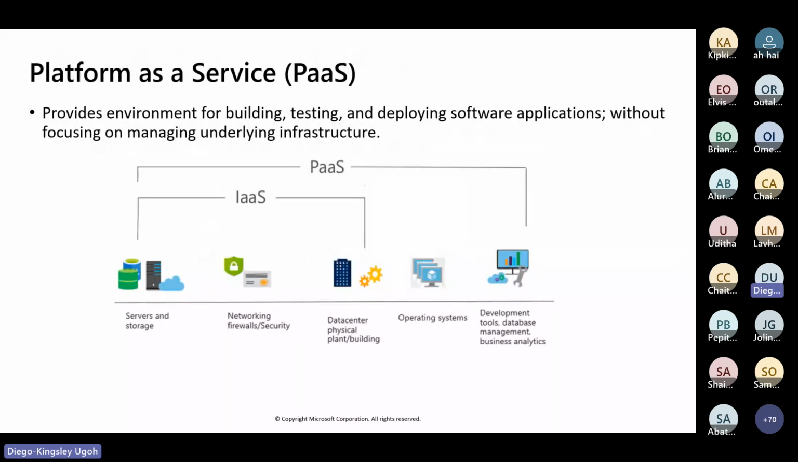For platform as a service, this provides environments for building, testing, and deploying software applications without focusing on managing underlying infrastructure. Based on this diagram, we see that your cloud provider gives you the infrastructure, the IaaS part, and also goes ahead to give you the platform for you to now host your applications. The platform comprises the infrastructure as well as operating systems and a development kit for you to use to develop or deploy your applications.